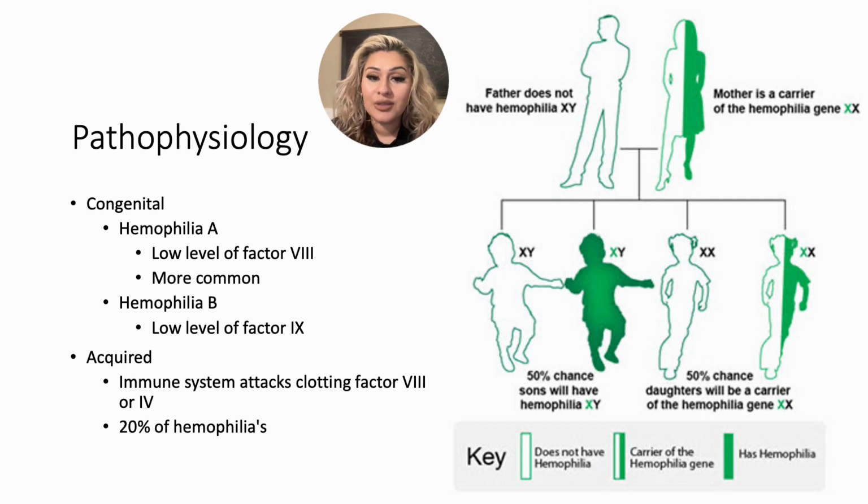There are multiple types of hemophilia. Hemophilia A is the most common and is when there is a low level of factor 8. Hemophilia B is low levels of factor 9. And acquired hemophilia is rare, and it's when the immune system attacks either clotting factor 8 or 9.